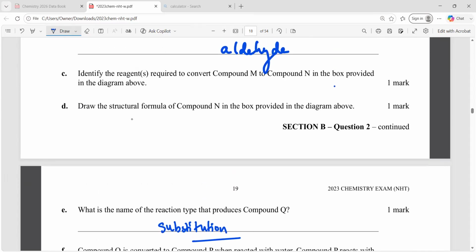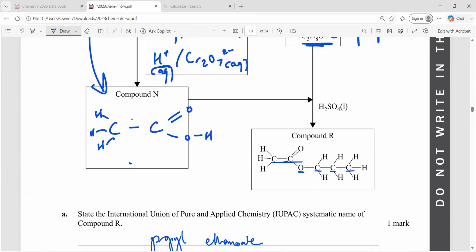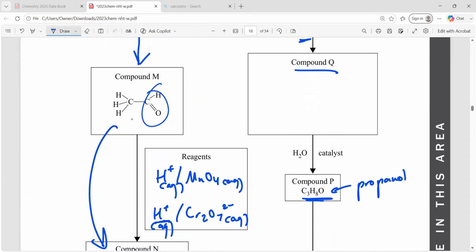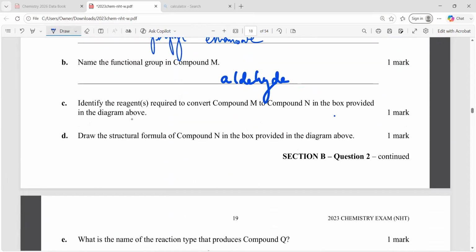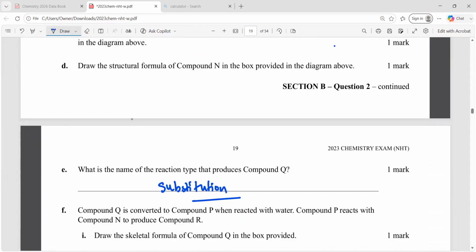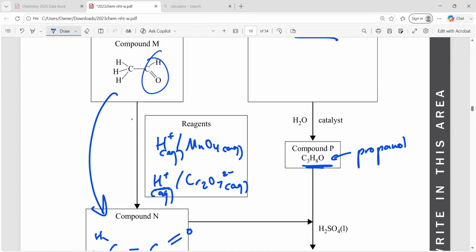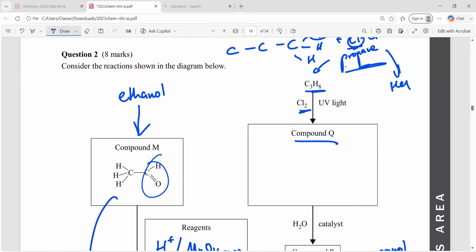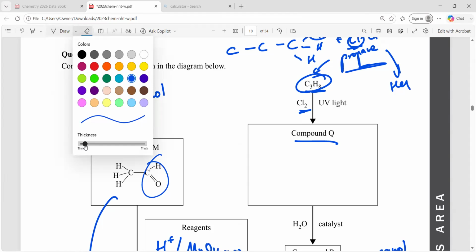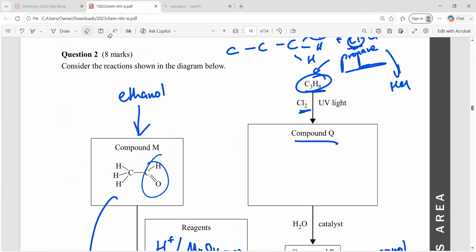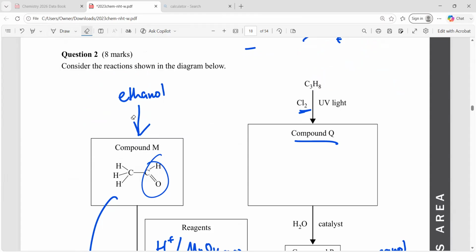Compound Q is converted to compound P when reacted with water. Compound P, draw the skeletal formula of compound Q in the box provided. So they basically would have formed a haloalkane.